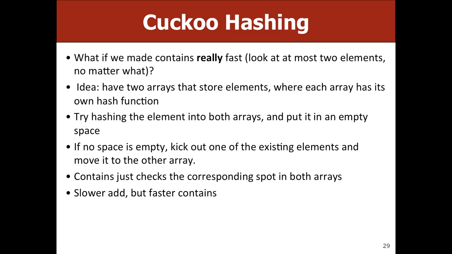In order to do that, we can have 2 different arrays, 2 different hash tables, and have each one of them have a different hash function. We can try putting the element into both of them, and then we pick an empty spot, right? So when you're searching contains later on, you would only have to look at each of those 2 spots. The bad thing about this is add becomes a little bit harder, because when you add, you might have to kick out an element that was already there and move it to the other hash table. That's why it's called cuckoo hashing, because it's kind of like what the birds do.